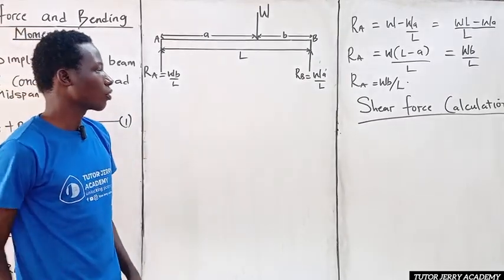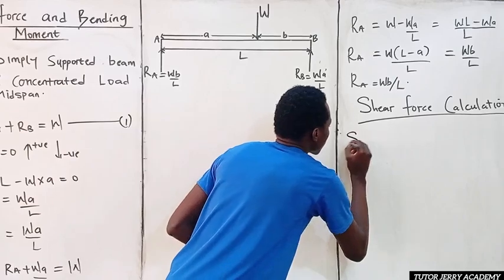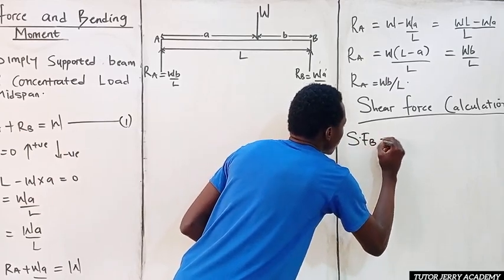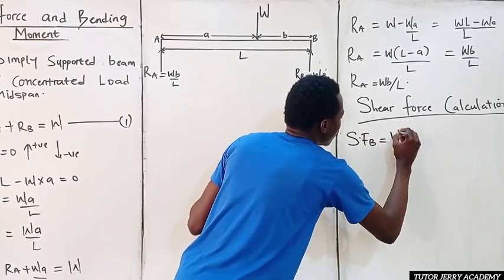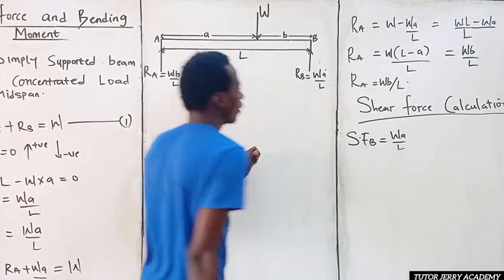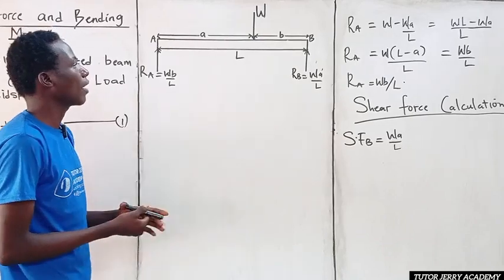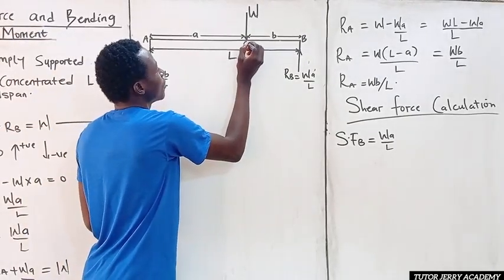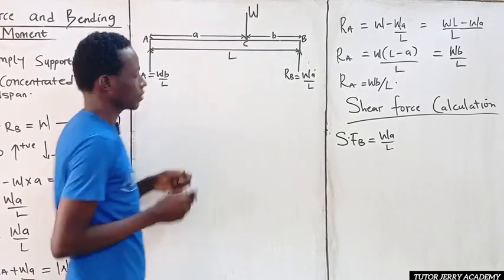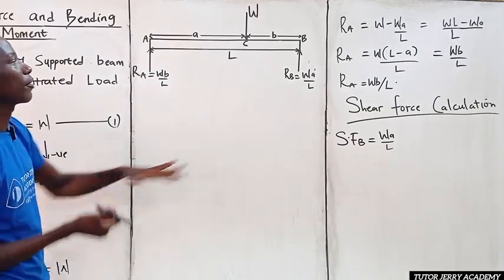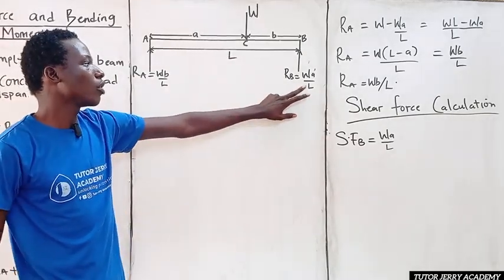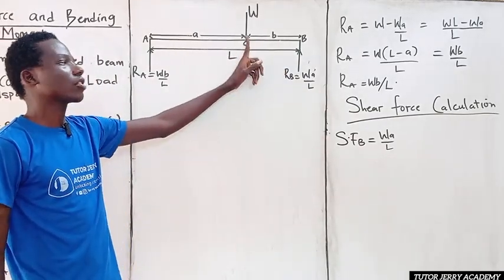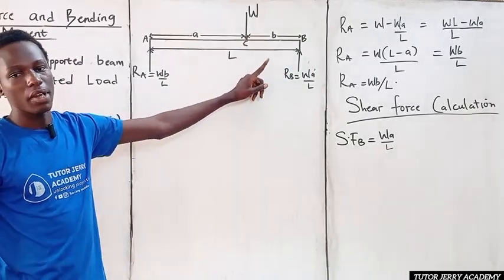The reaction at point B. So our shear force at B will be equal to WA all over L. Now, for our point C, let's call this point C, where this load is directly on. Now, to get the shear force at point C, it will be nothing but WA all over L minus W. That's what we have.